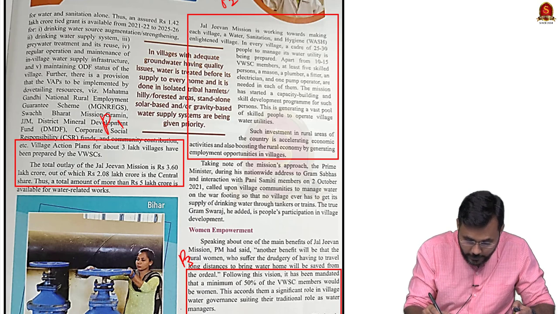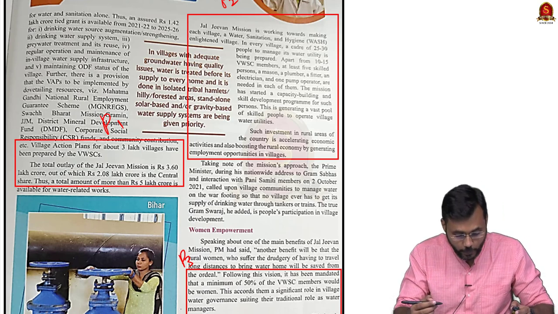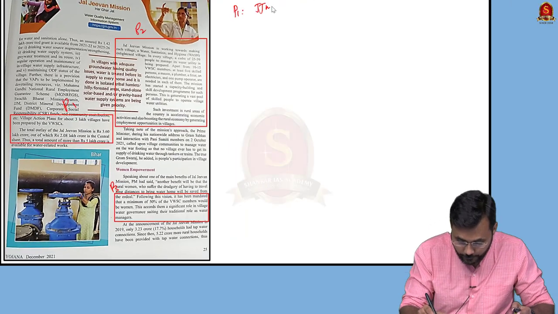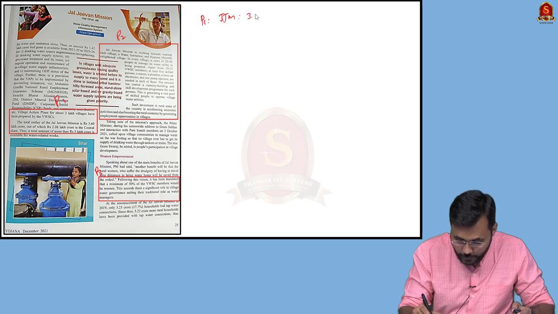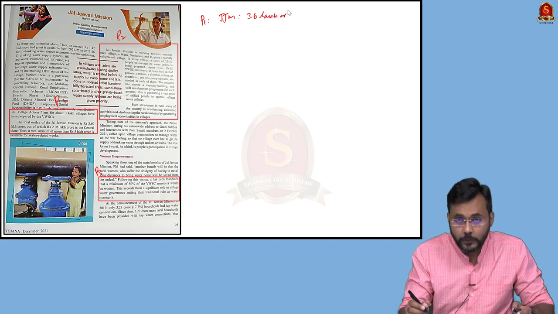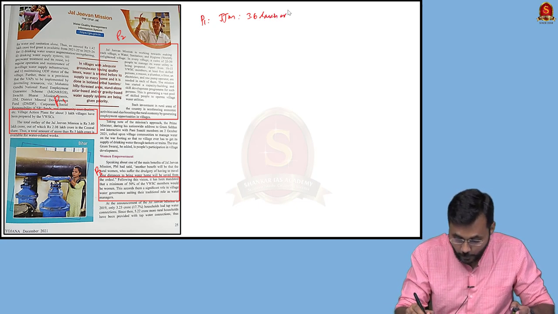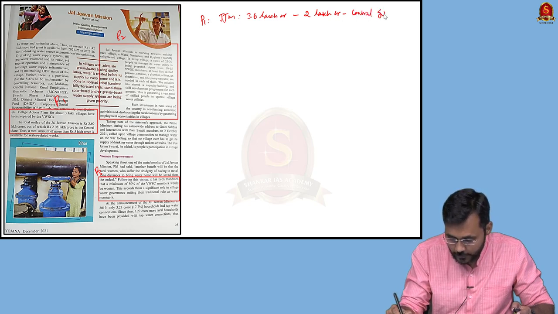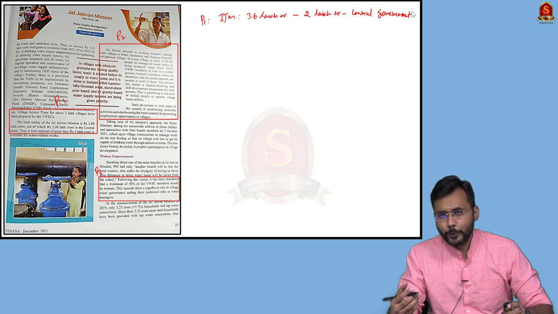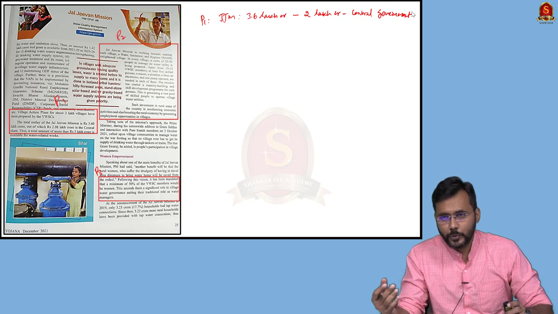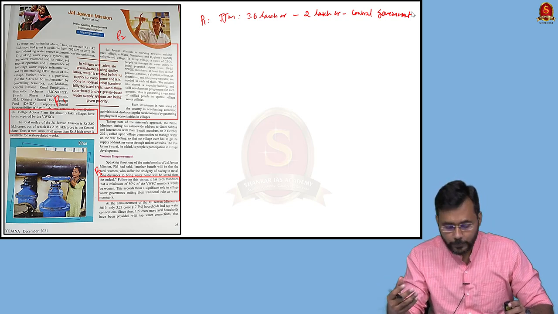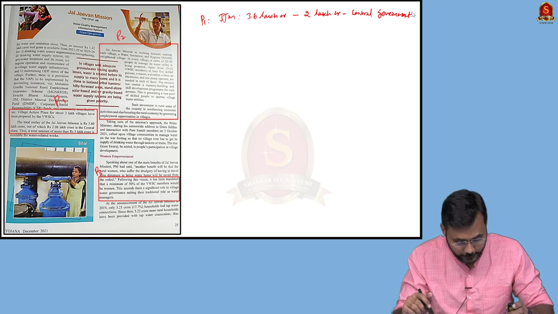In this they also give some information regarding financial outlays under Jal Jeevan Mission. Around 3.6 lakh crores are being allocated for drinking water facility, out of which 2 lakh crore will be from the central government. So we already saw that it's a combined mission of union government and state government, and very close to 4 lakh crores are committed for this Jal Jeevan Mission until 2024. In that, 2 lakh crore will be allocated by the central government.